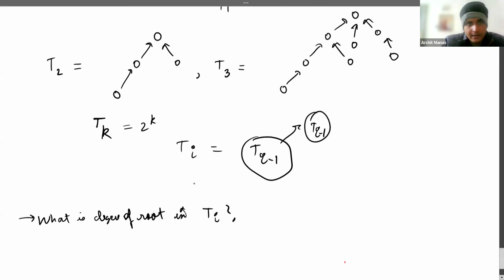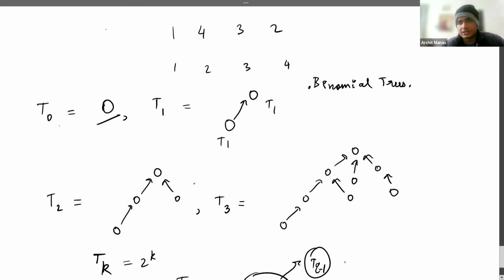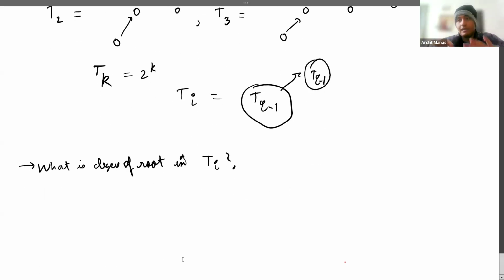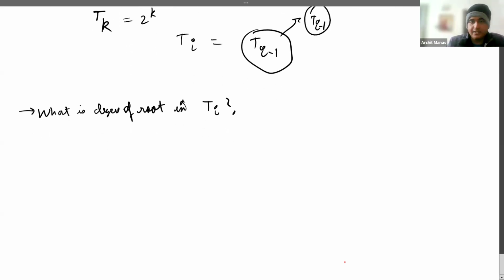Yes, that's exactly right. It's I, because T0 is 0, and then you can just prove that by induction. Like if the root had degree I minus 1, and then because the other Ti minus 1's root added an edge to this current vertex, now that's going to have degree I. And so this is I.